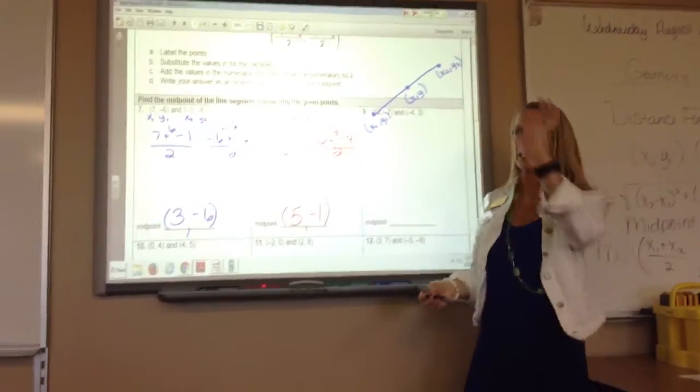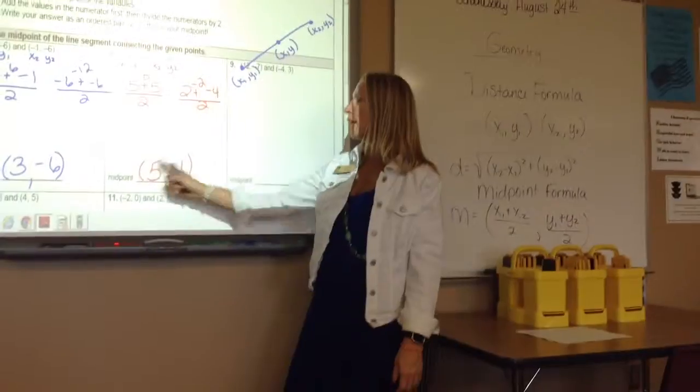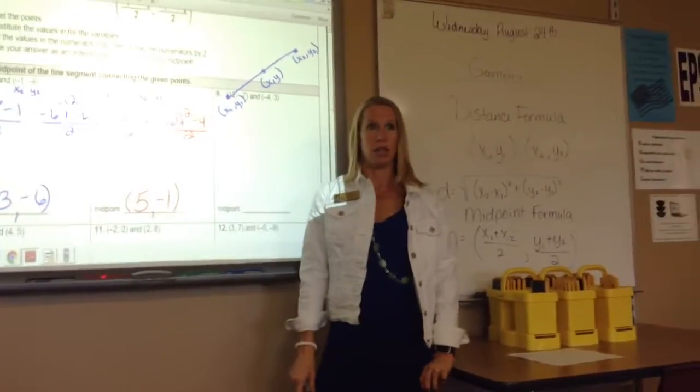You might get a decimal, or your calculator might even say like 7 over 2. If it's an odd number, you can put 7 over 2, or you could put 3.5. So either way. But you're going to have 2 answers on midpoint. Are there questions over midpoint?